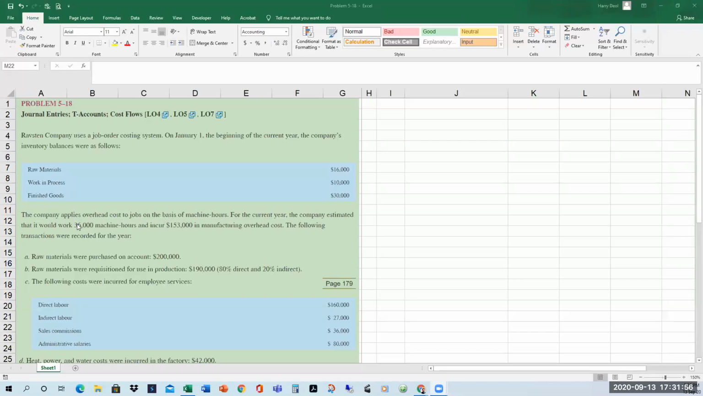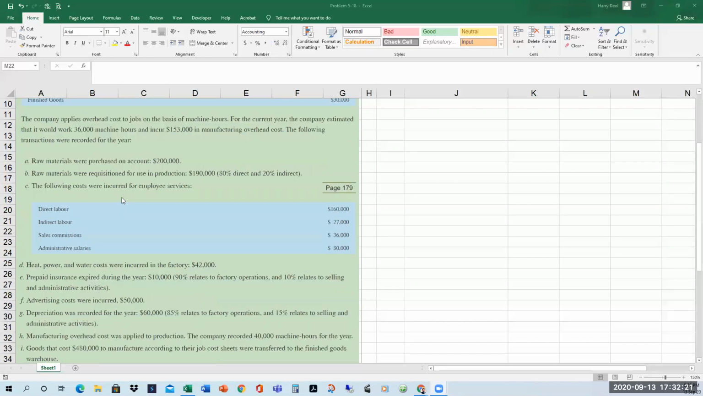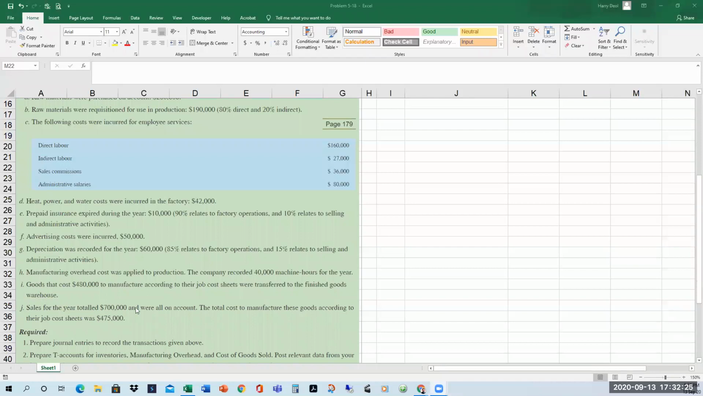We're also told that the company applies overhead costs to jobs on the basis of machine hours, and that for the current year, the company had estimated it'll work 36,000 machine hours and incur $153,000 in manufacturing overhead costs. And we're told that the following transactions were recorded for the year. These transactions are listed A through J.